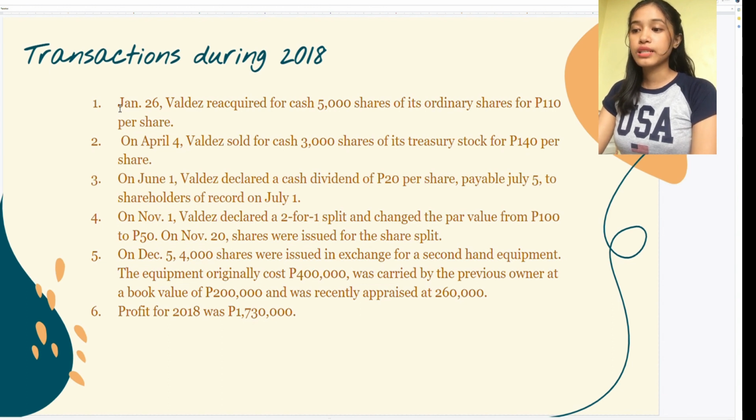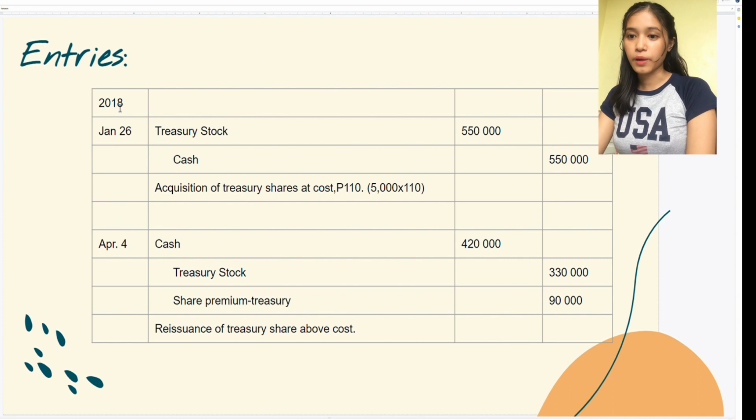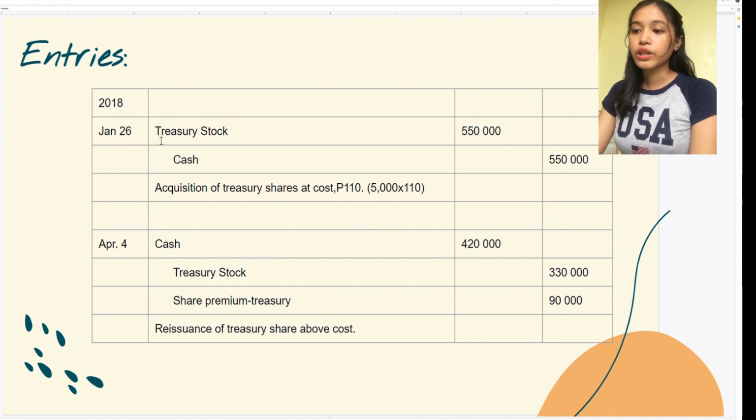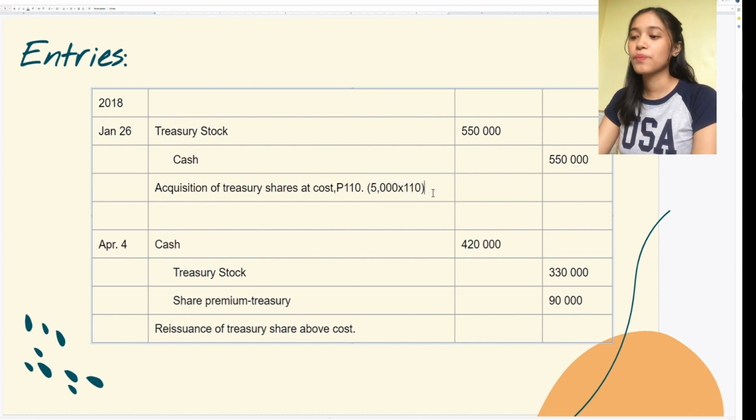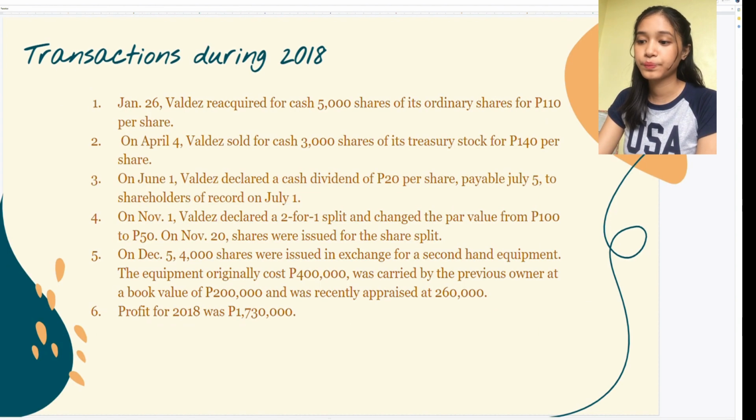Number 1, January 26, Valdez reacquired for cash 5,000 shares of its ordinary shares for 110 pesos per share. To record this, on January 26, we will debit treasury stock for 550,000. As payment for the purchase of treasury stock from shareholders, we will credit cash for 550,000. The explanation is acquisition of treasury shares at cost, 110 pesos, and the calculation is 5,000 times 110 pesos.